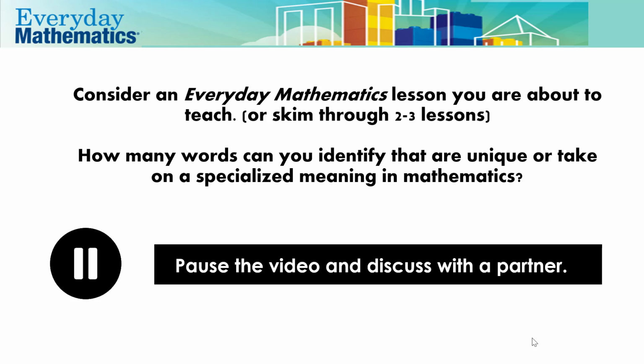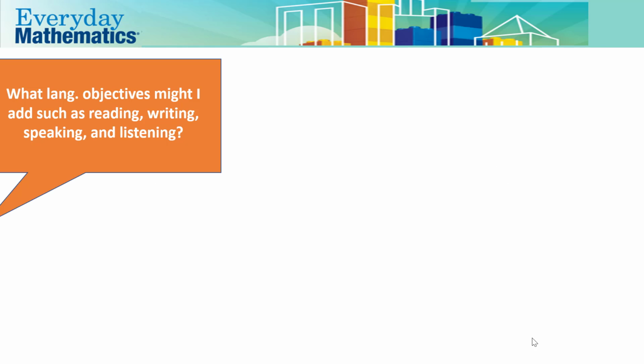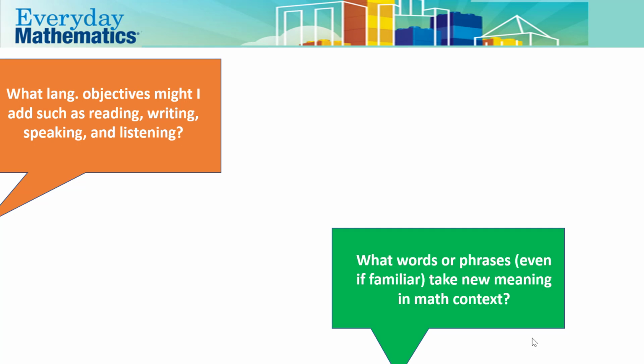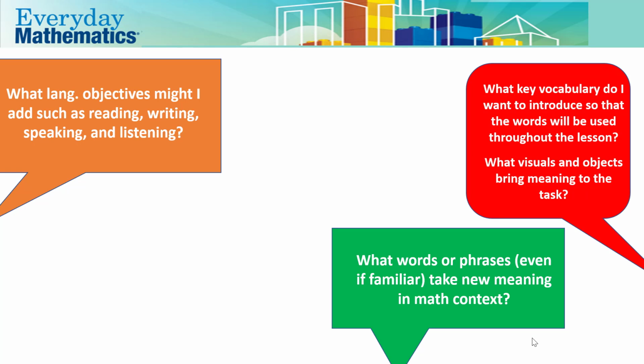Once we find these vocabulary words that have that specialized meaning, some of the things we might be thinking about in our planning is, what language objectives might I want to add that include this idea of the processing, the input and the output of reading, writing, speaking, and listening? What words or phrases, even if familiar, might take on new meaning or context in mathematics? What key vocabulary do I want to introduce so that the words will be used throughout the lesson? Does it make sense to introduce it before the lesson or maybe during the lesson?